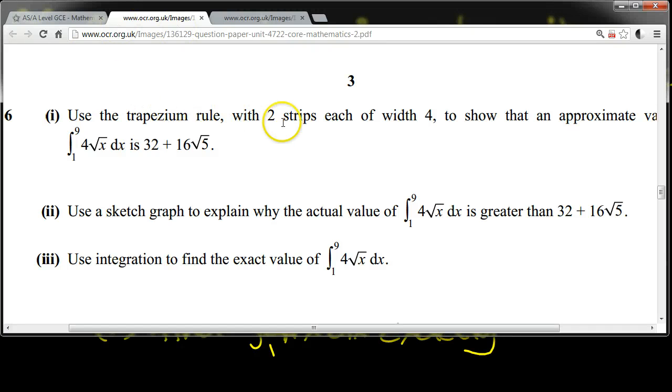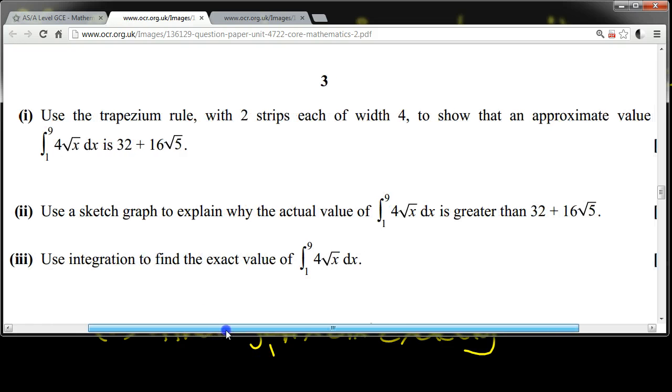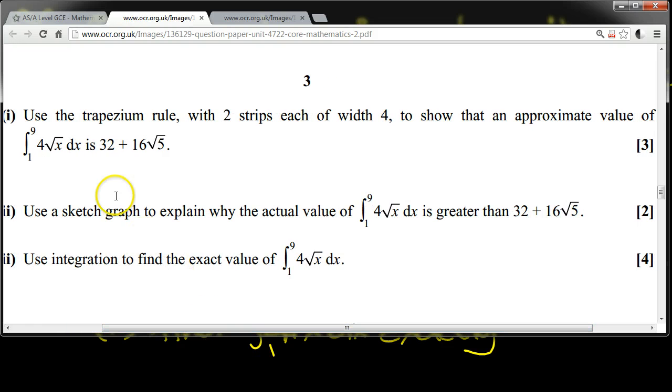Use the trapezium rule with two strips, each of width 4, to show that an approximate value of this integral here is 32 plus 16 root 5. It's the integral between 1 and 9 of 4 root x dx. Use a sketch graph to explain why the actual value of the integral of 4 root x between 1 and 9 is greater than 32 plus 16 root 5. Use integration to find the exact value of the integral of 4 root x between 1 and 9 dx.